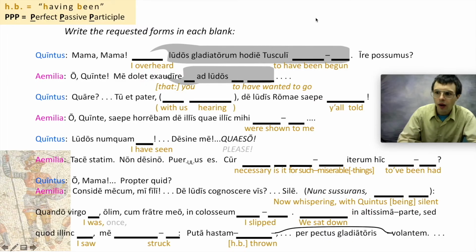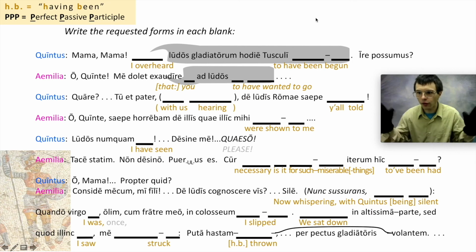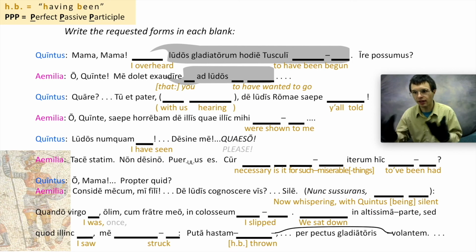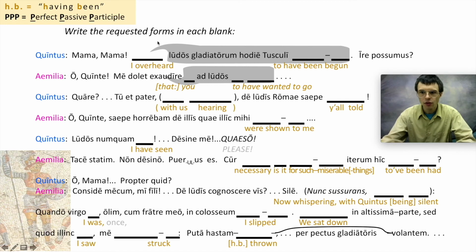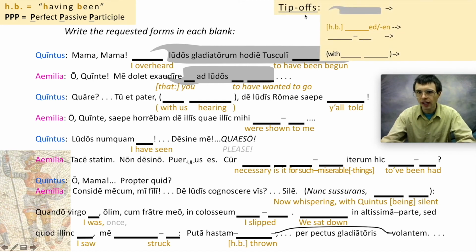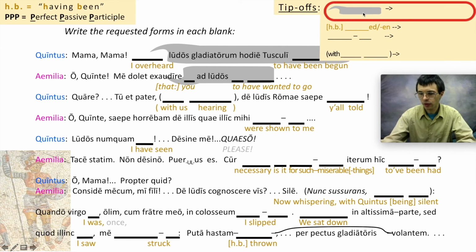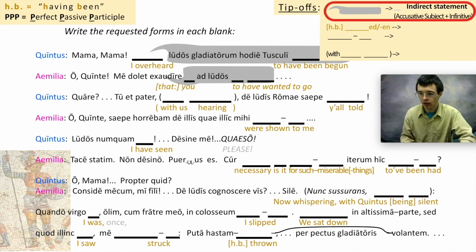Okay, now that you have done all those exercises, here is the big test, whether you can put it all together. So how are you going to do this? Well, there are certain tip-offs. If you see a call-out symbol like this, that's me telling you that I want an indirect statement, which is, if you forgot, an accusative subject plus an infinitive.